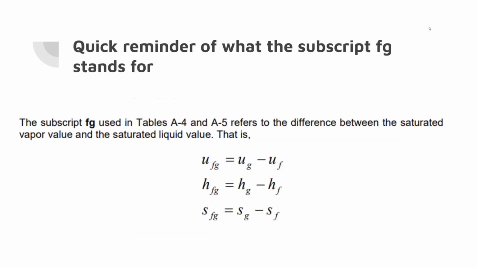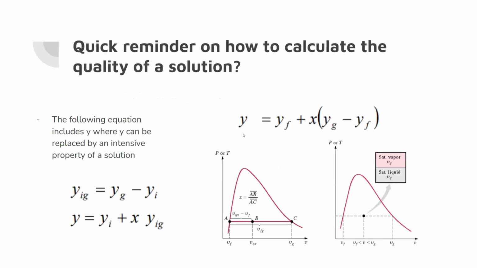Just a quick reminder, sometimes you can see this subscript for a specific property. It just means that for this property, it will be the intensive property of the saturated gas minus the same intensive property, but for the saturated liquid. Again, this is just a recap for quality. You can replace Y by any of the intensive properties that you're studying.